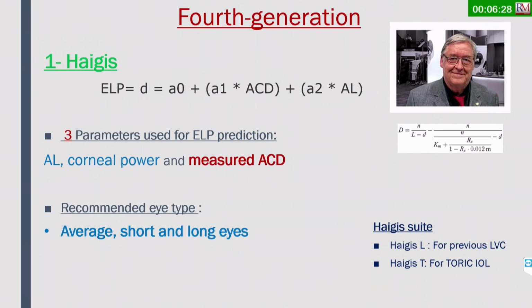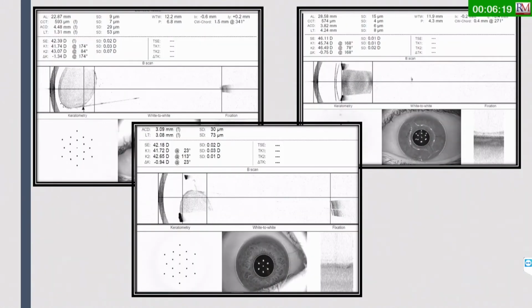Haigis used 3 parameters for the prediction. Besides the axial length and the corneal power, they use the measured preoperative anterior chamber depth. It is recommended for all types of eyes. But if we have a problem in the anterior chamber measurement preoperatively, like with a subluxated lens or phakic IOL, don't use the Haigis formula.